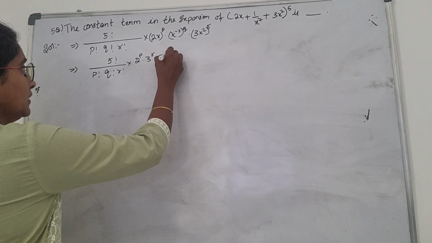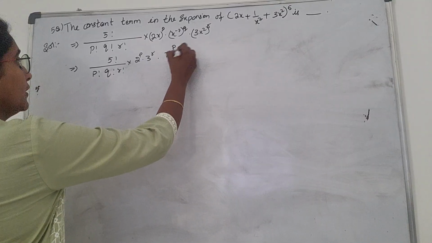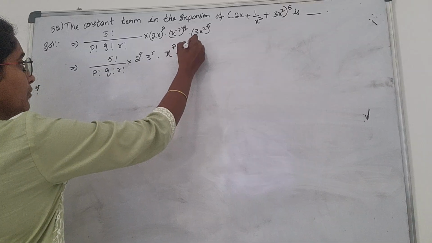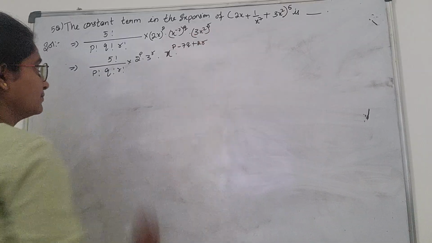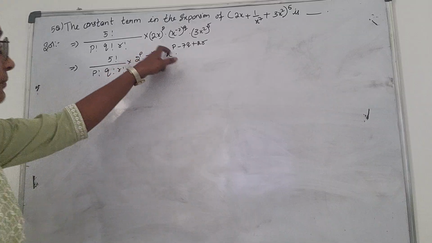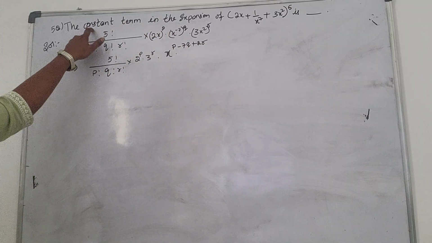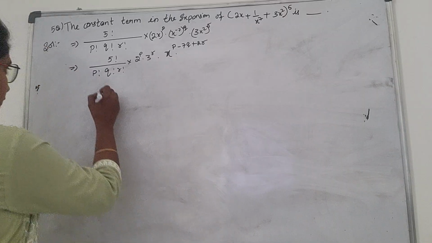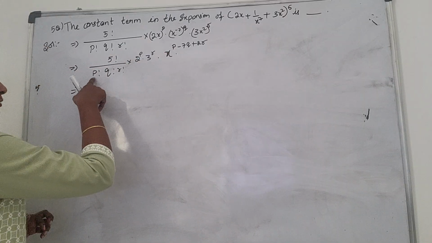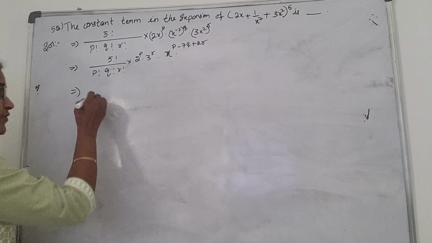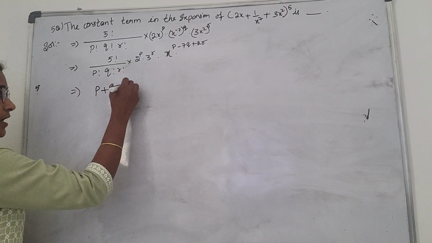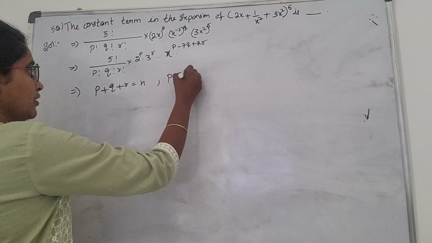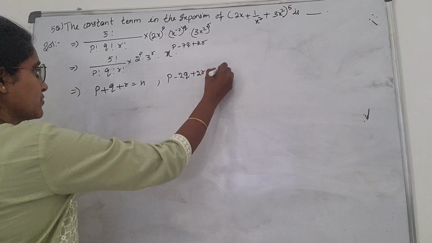Leftover is x power of p into all x, so the powers I'm writing are minus 7q plus 2r. Now this all becomes 0 because I want a constant term, so x power of 0 should be in that term. So I'm getting two things here. p plus q plus r is equal to n. Then p minus 2q plus 2r is equal to 0, right?